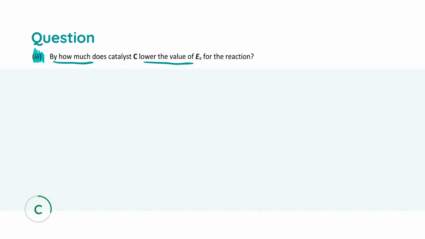So it's important now that we go and find out what the activation energy is for the reaction with the catalyst, and then compare that versus the energy of the reaction when it didn't have the catalyst, and then get our difference there, which will be the answer in this case.